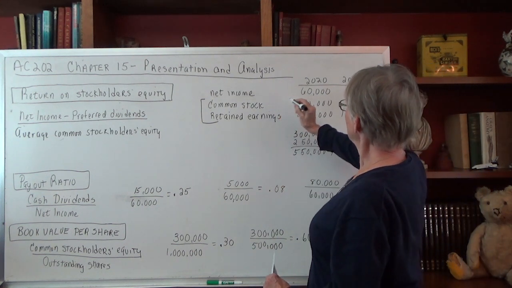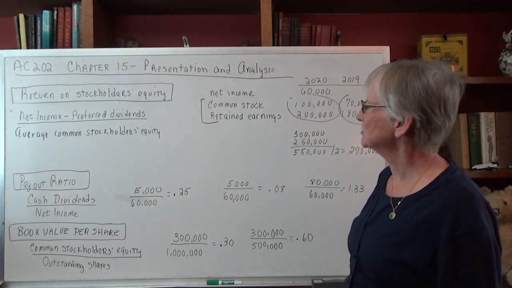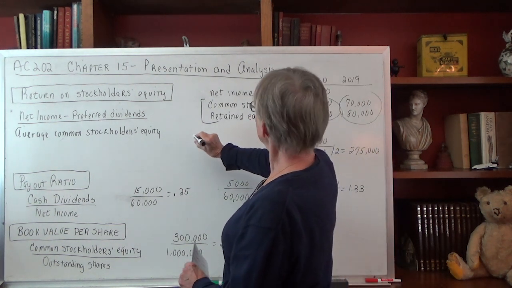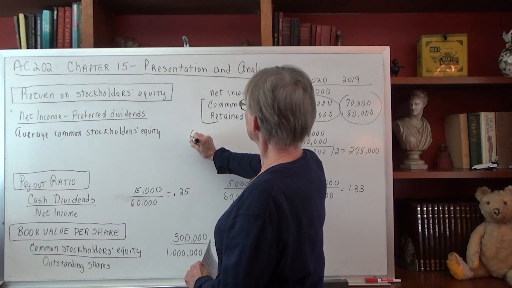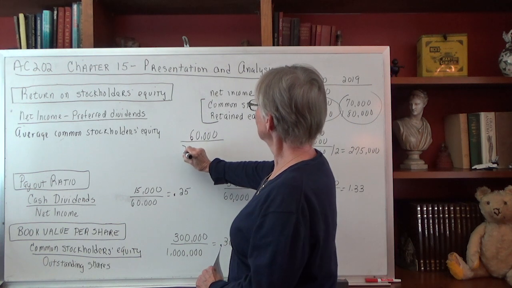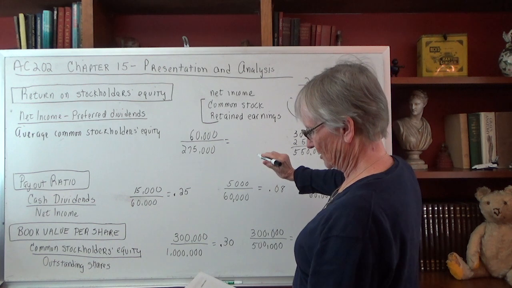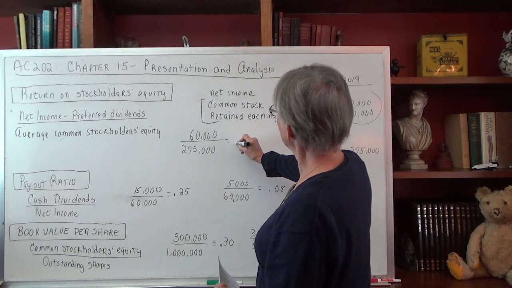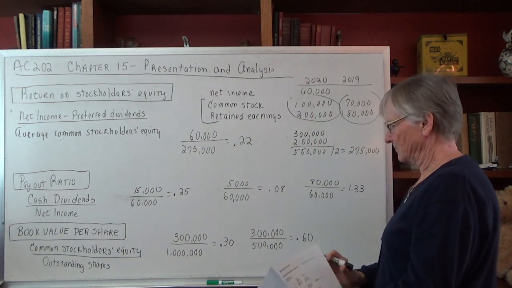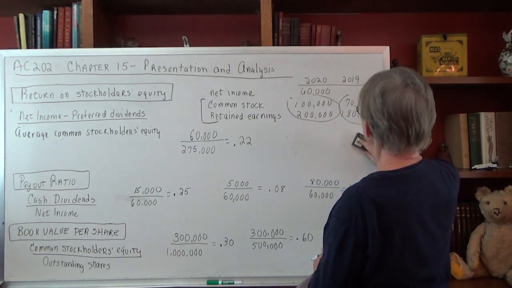So you have to total up these two here and these two here, beginning, ending, and divide by 2. So if we're doing this problem, you would end up with the net income of 60,000 divided by our average stockholders' equity of 275. It gives you a return on common stockholders' equity of 0.22. Okay, so then you have to ask yourself, is that good or bad? What is the meaning of that?